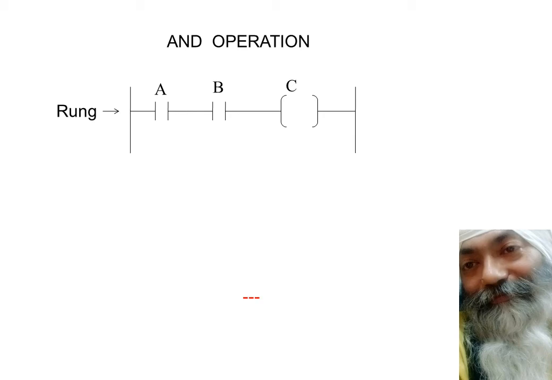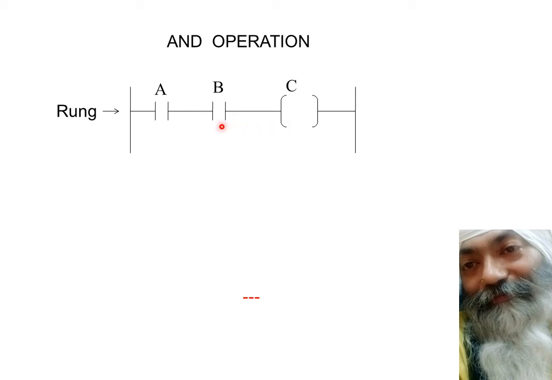Now we come to AND operation. You all know the truth table of AND. AND means that when A and B both are on, in that case, you will say the coil gets energized. So friends, it's very important for us to understand that this is NO normally open, this is NO normally open. When this becomes 1 and this becomes 1, this becomes true, and this becomes true, the C will get energized. This is quite clear.